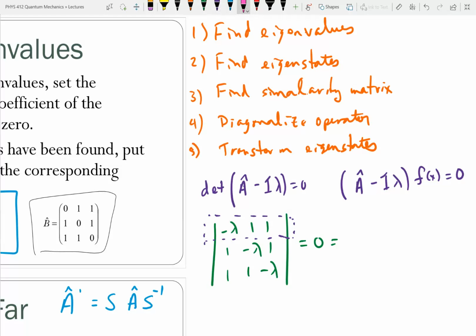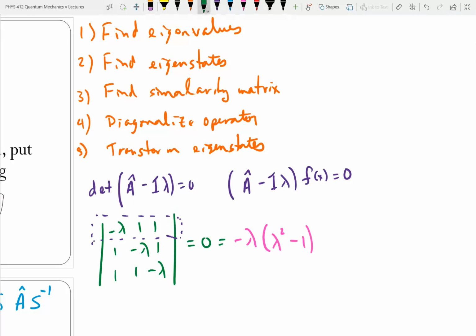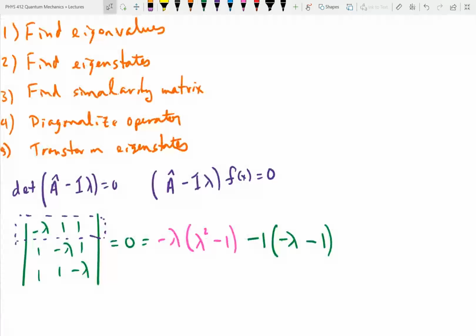Our negative lambda times, are we saying lambda mod squared? No. This is just lambda squared. Okay, so lambda squared minus 1. Okay, there's our first term. Indy, what's our second term? Okay, so now we are going to do minus 1 times negative lambda minus 1. That's right. Okay, back to Chris.